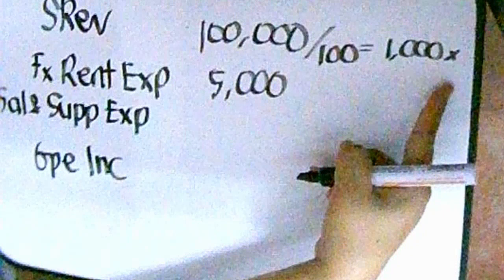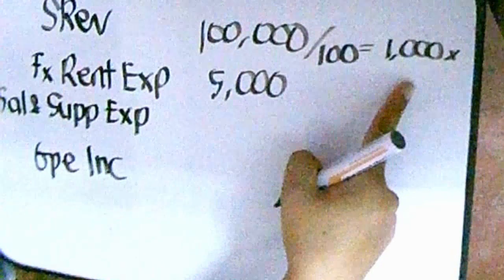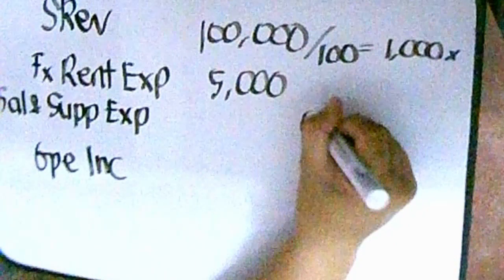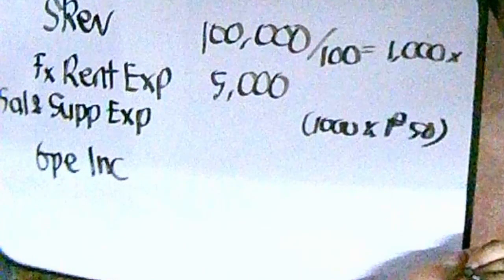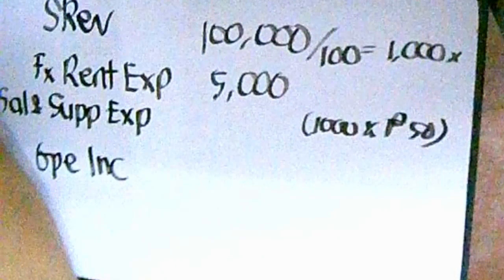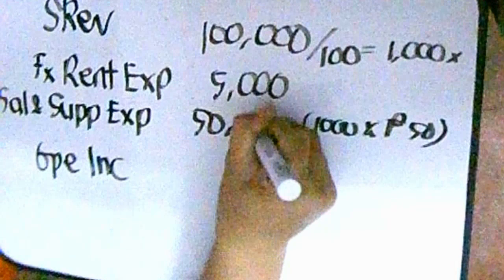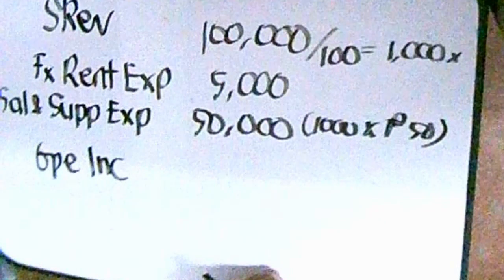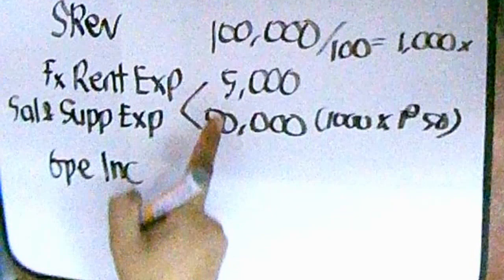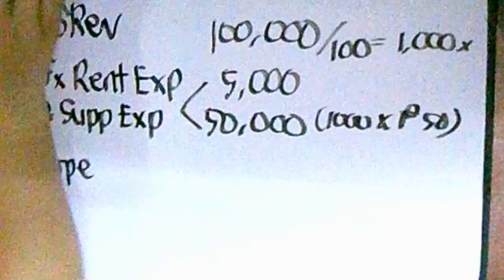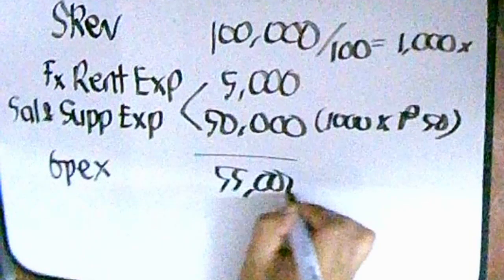So para makuha natin yung ating salary and supplies expense, 1,000 times 50 pesos. So ang sagot natin dyan is 1,000 times 50, that is 50,000. So ang question sa atin is kung magkano yung operating expenses. So dalawa lang naman yung expense natin, itong dalawa. Ibig sabihin, OPEX. Ito yung sagot, 55,000 pesos.